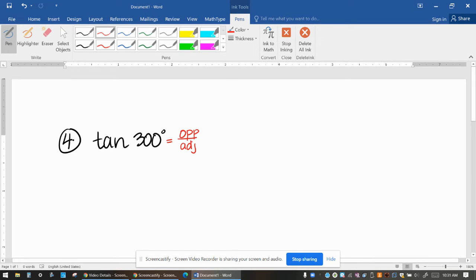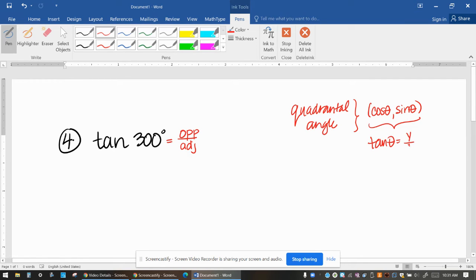Now, if it ends up being a quadrantal angle, remember, all quadrantal angles don't have reference angles. So if it ends up being a quadrantal angle, then we're going to use the fact that all the quadrantal angles have an ordered pair. And the tangent is the ratio of the y value over the x value, which is sine over cosine. But that's only for quadrantal angles. So let's find out. Is this a quadrantal angle?